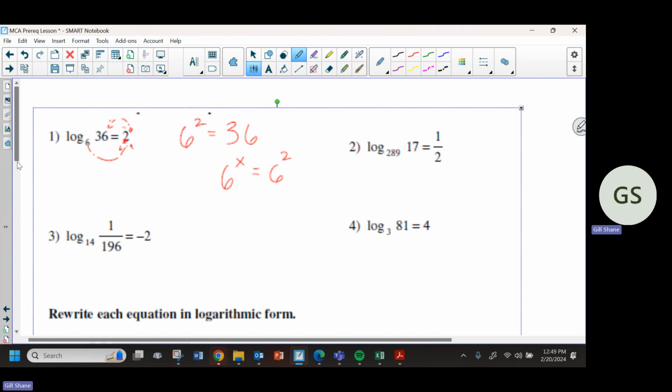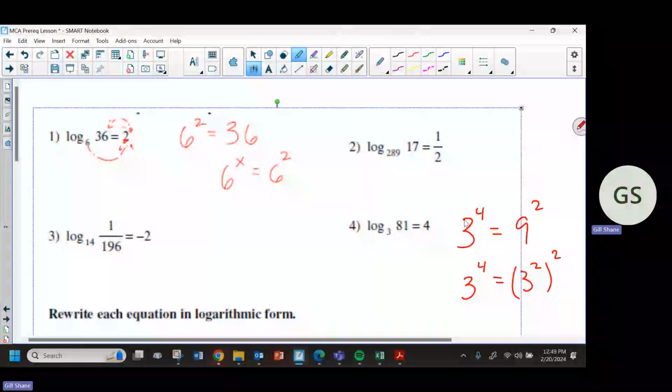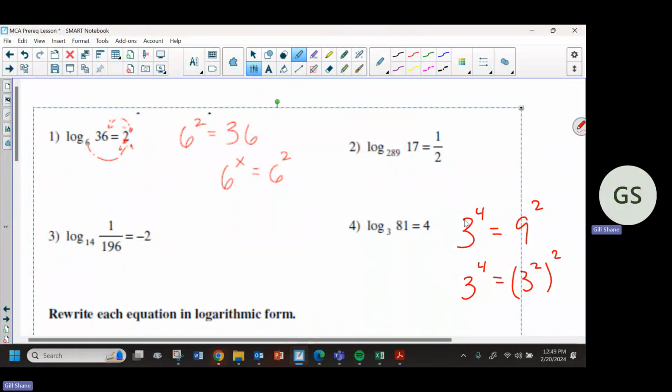So what Marissa was just saying is, well, doesn't that mean 3 to the 4th equals 9 squared? Well, that's fine. I'm going to rewrite it like that because ultimately we'd really like to have it like this. 3 to the 4th equals 3 to the 4th. There's a whole bunch of ways you can write it. The more of them you understand, the better off you will be.